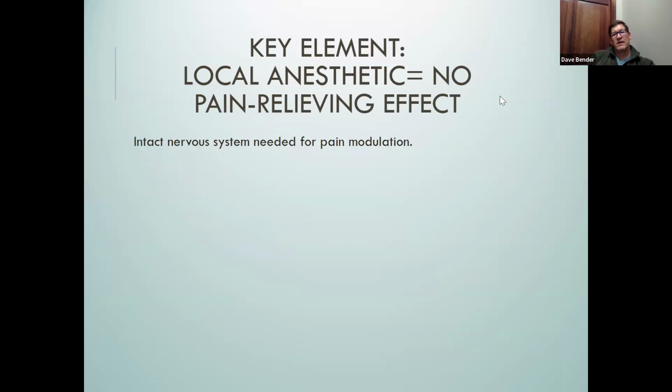Key elements, local anesthetic. Some of the research shows that if you apply a local anesthetic to the tissue, believe it or not, there's no pain relieving effect with acupuncture. Now, this study was a bit older, so it'd be good to go back and look at some other things peripherally, but this is an interesting phenomenon just to remind ourselves that many times we're working in the neural system with dry needling. In that case, we need an intact nervous system.